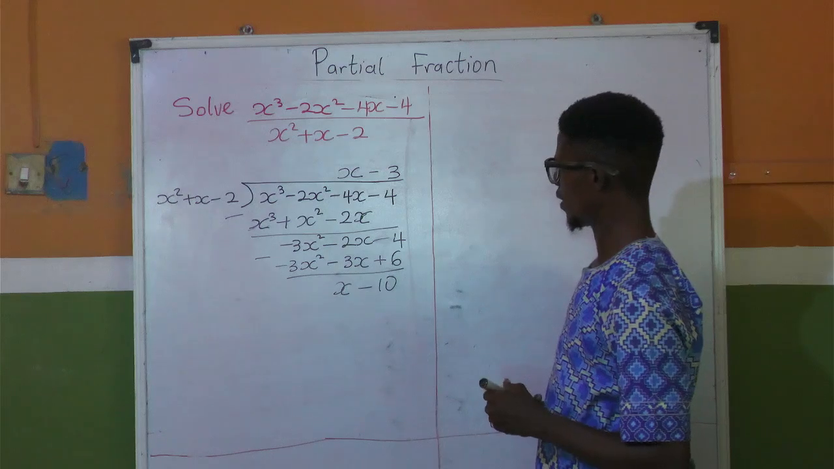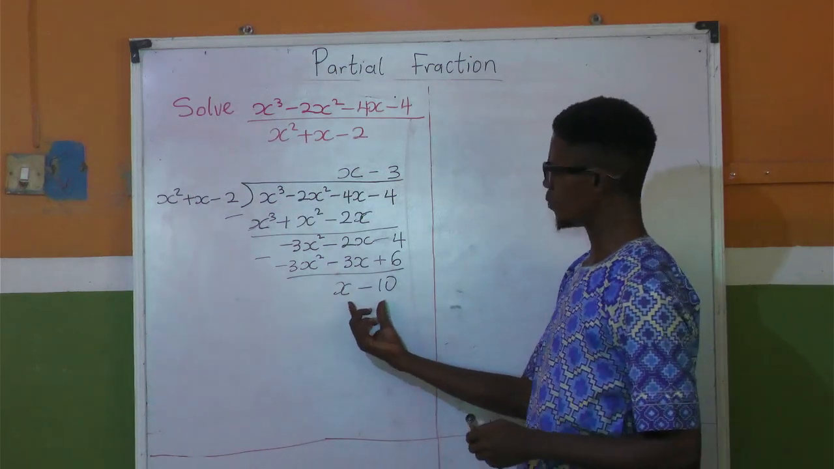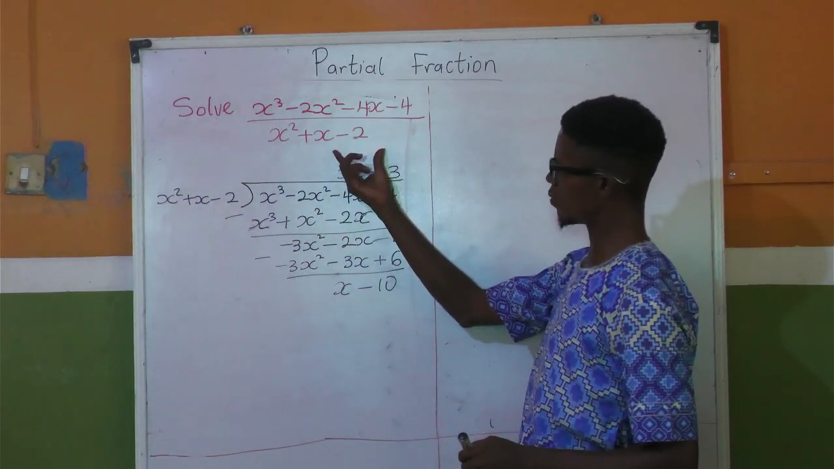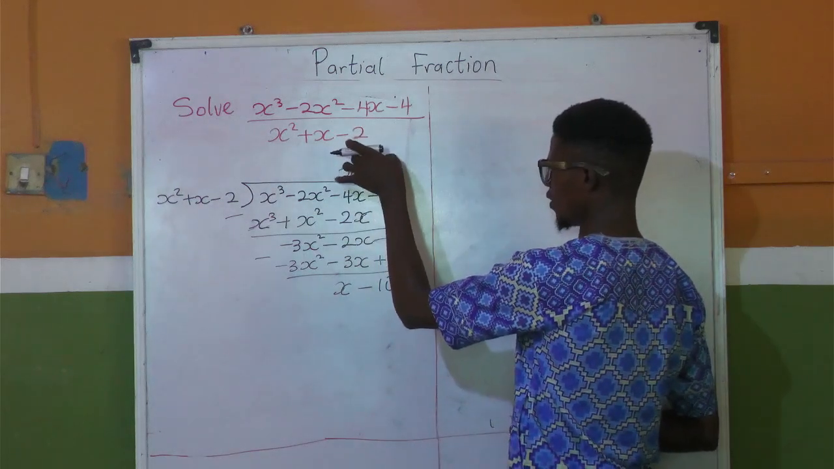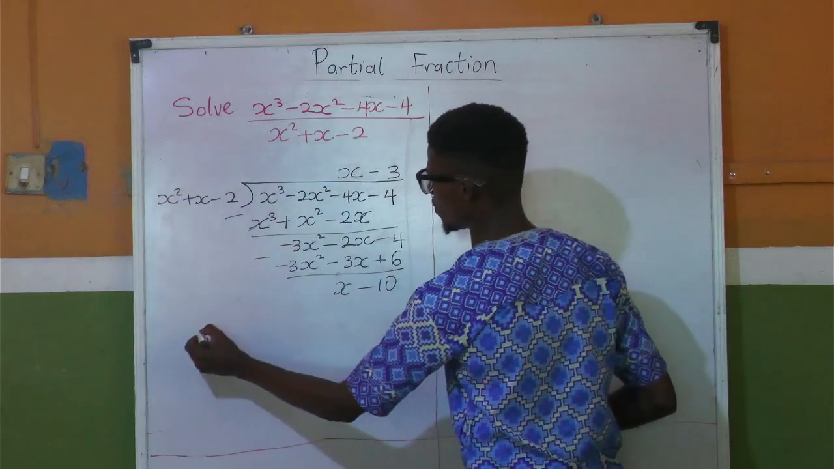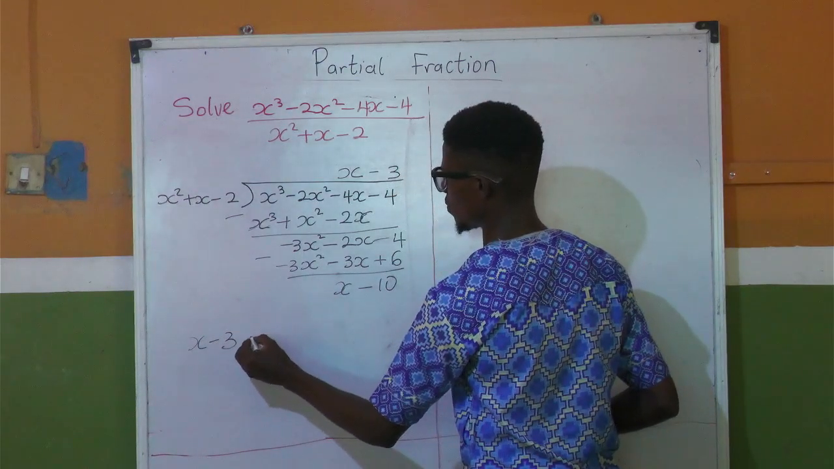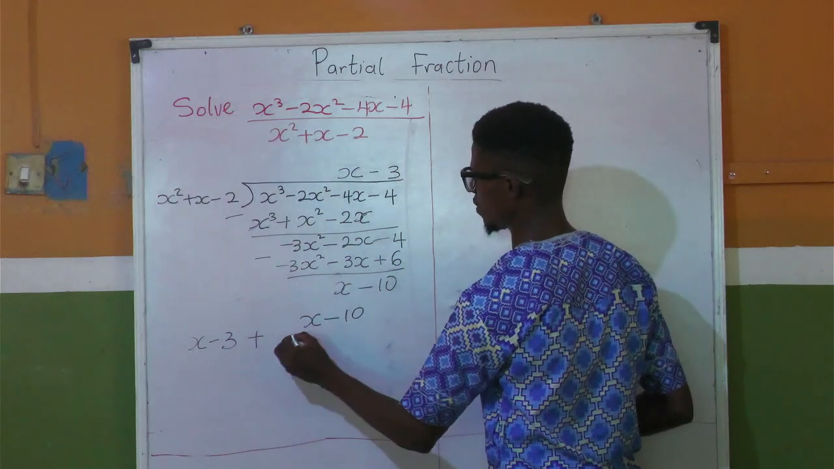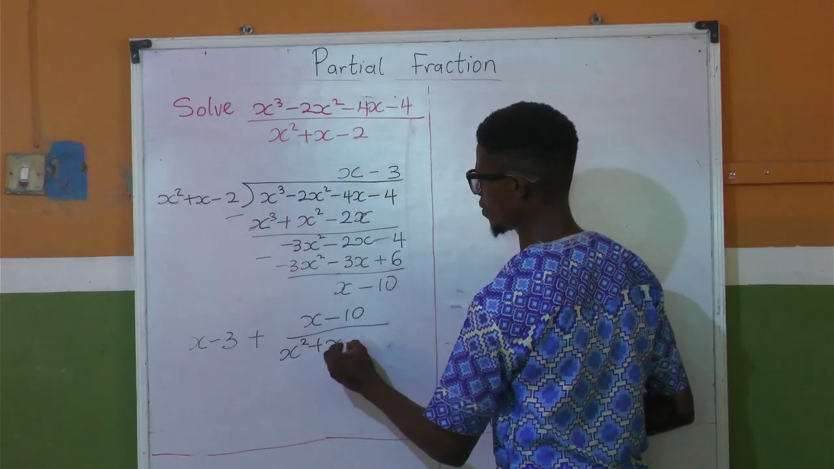So now we have a remainder. It's based on this remainder that we're going to continue solving. So taking note of our result here, the quotient and the remainder, this expression will now become x minus 3 plus x minus 10 over x squared plus x minus 2.